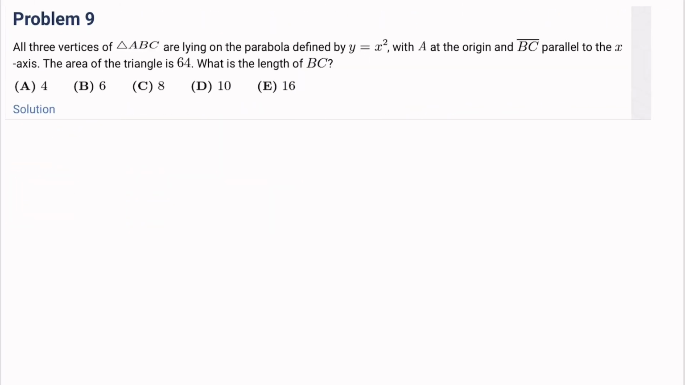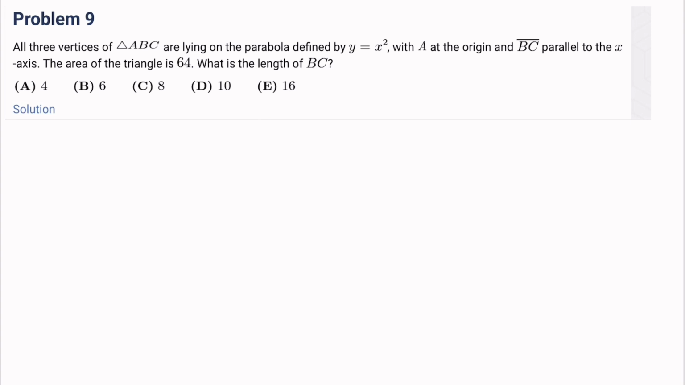Number 9. All three vertices of triangle ABC are lying on the parabola defined by y equals x squared, with A at the origin and BC parallel to the x-axis. The area of the triangle is 64. What is the length of BC?